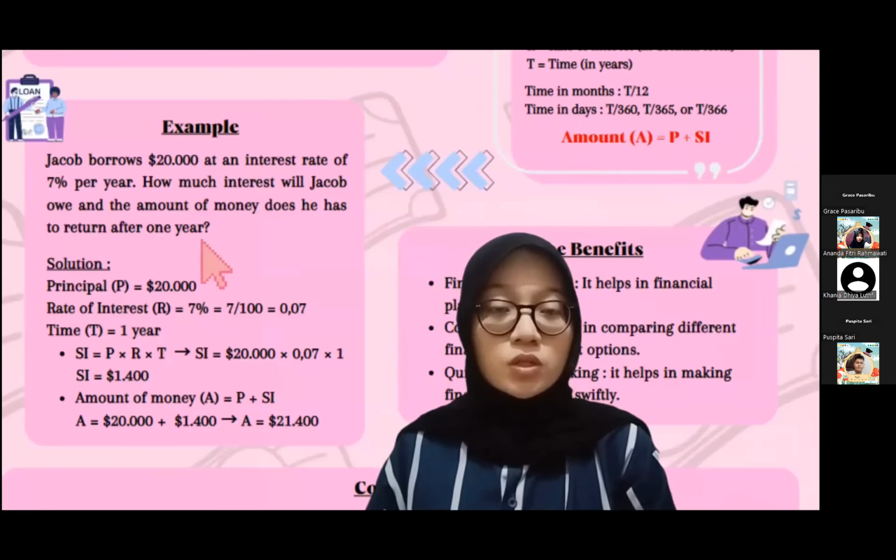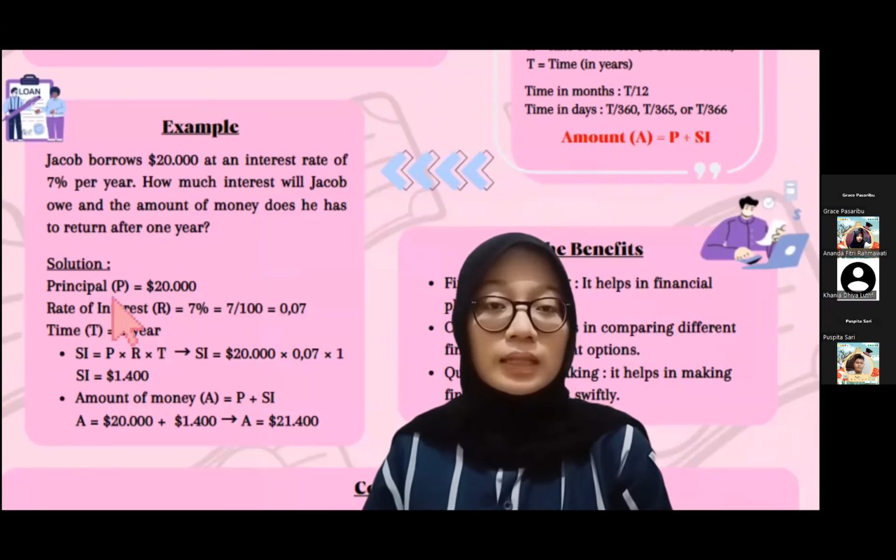For the solution, first we will find the amount of interest using the simple interest formula. From the question, it is known that the principal amount of money is $20,000. The rate of interest is 7% per year, and the time is 1 year. For the rate of interest, we must convert it to decimal form. 7% is equal to 7 divided by 100, and the quotient is 0.07.